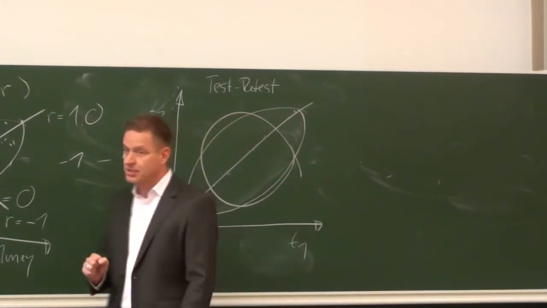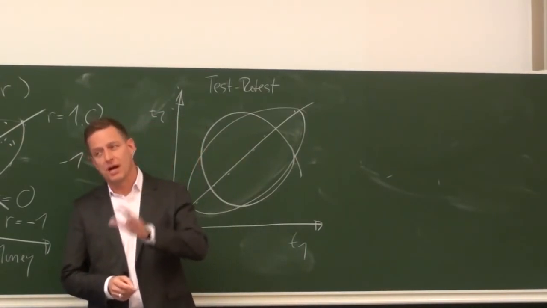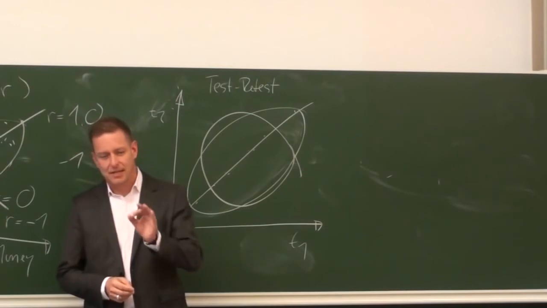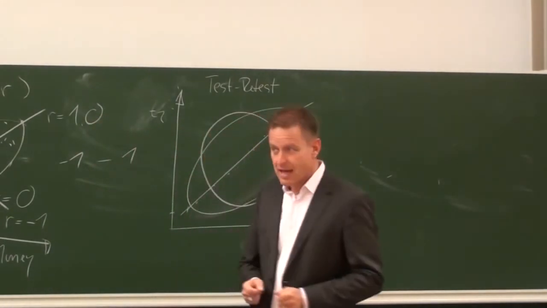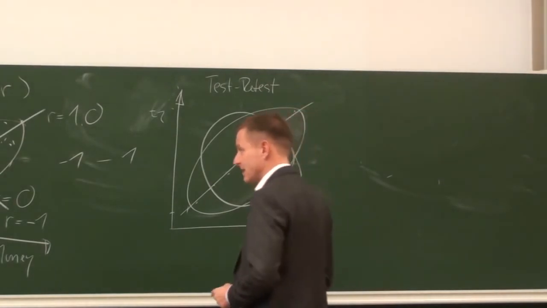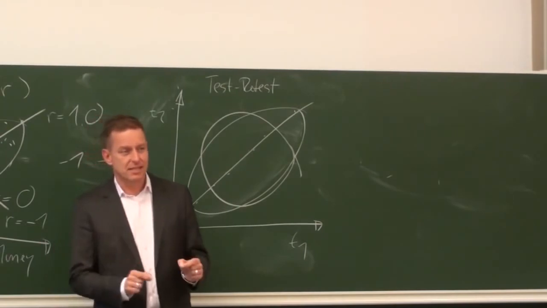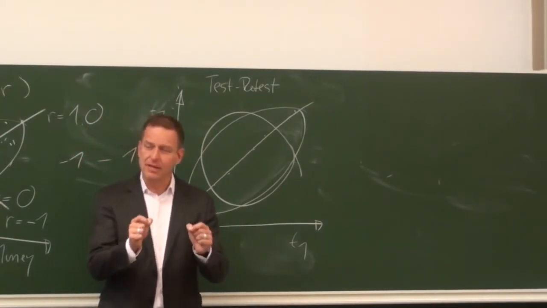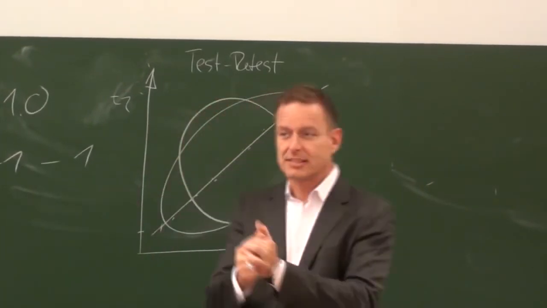Let me add one question to this. And if you really answer this question well, you really got it. Is it possible that a method is reliable but not valid? Reliable but not valid. Is there any idea? Okay.